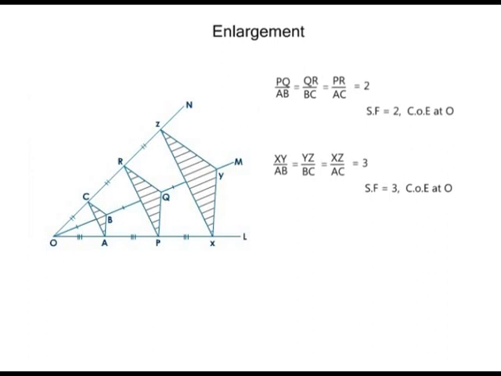Another important thing is that the corresponding image and object distances from the center of enlargement are proportional. So for the first enlargement, OP over OA is equal to OQ over OB and it's equal to OR over OC and it's equal to 2. For the second enlargement, OX over OA is equal to OY over OB and is equal to OZ over OC and is equal to 3. This is very important because it is this understanding that we use when enlarging shapes.